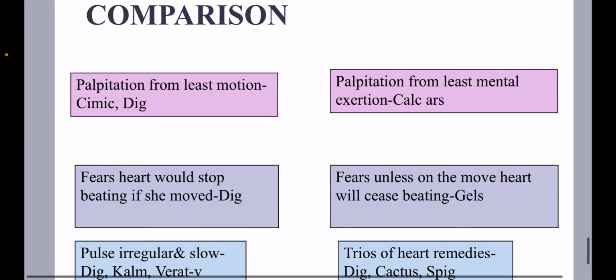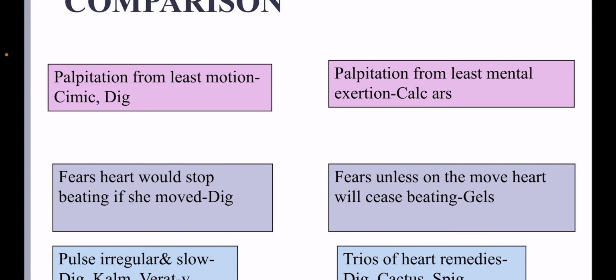Now let us make a comparison here. Palpitation from the least motion is in Spigelia and Digitalis. Palpitation from least mental exertion: see, this is bodily exertion, like motion is bodily movement, which will lead to palpitation. It is in Spigelia and Digitalis. From the least mental exertion, if the person does some mental exertion, that is, he uses his brain to study or perform any job, then it is Calcarea arsenicosa.